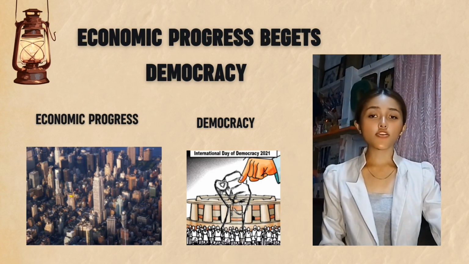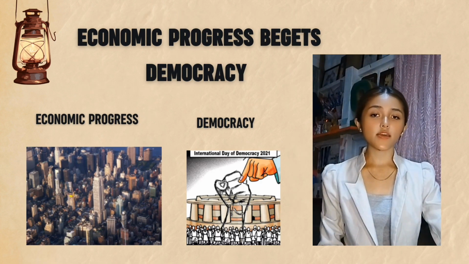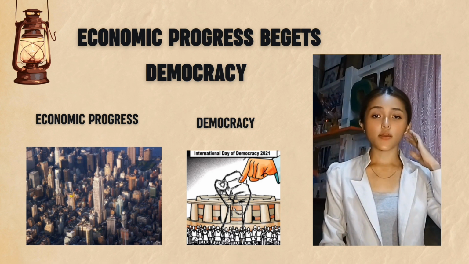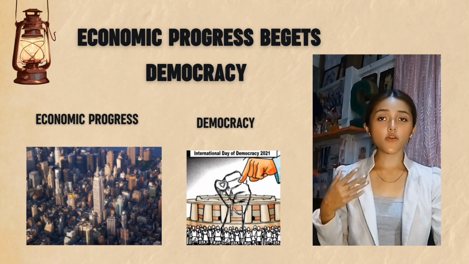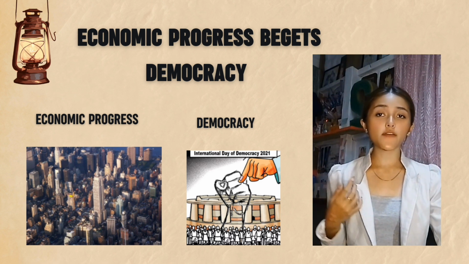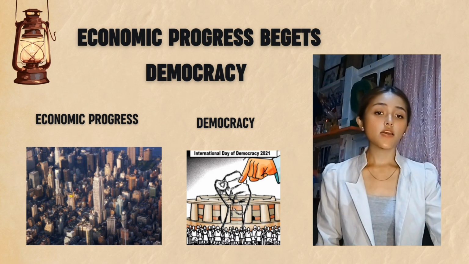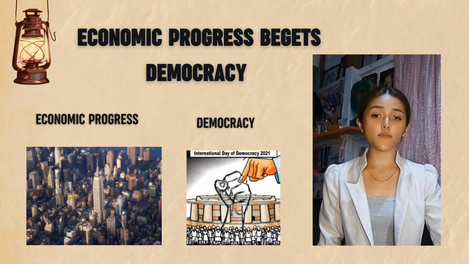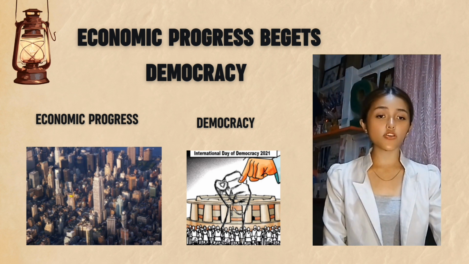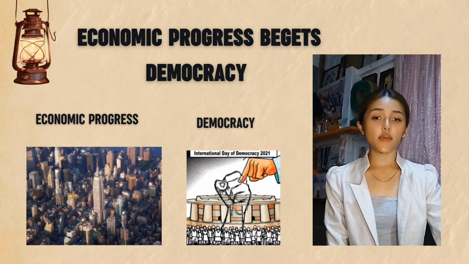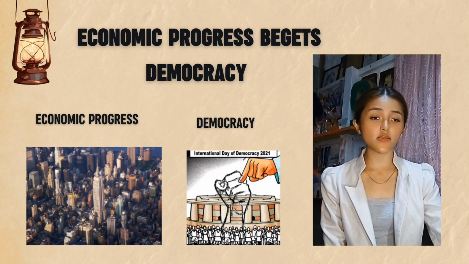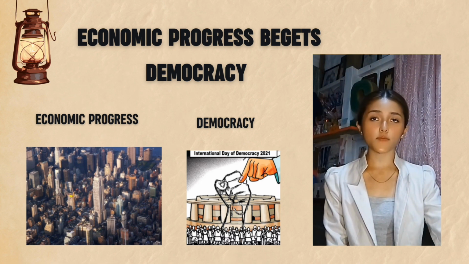Next is economic progress begets democracy. We have economic progress. Third is democracy. Economic progress fosters democracy by creating a middle class that demands political rights, promoting education and civic engagement, and enabling institutions that support democratic government and accountability.